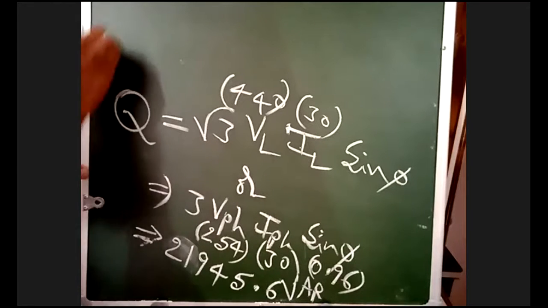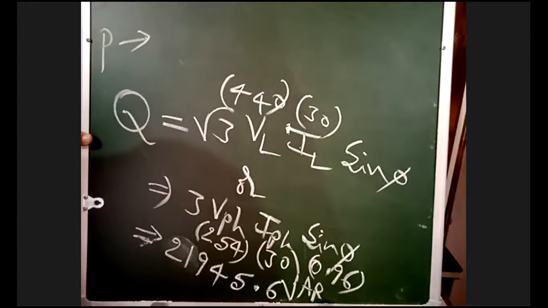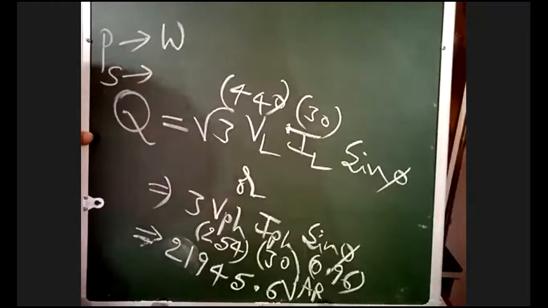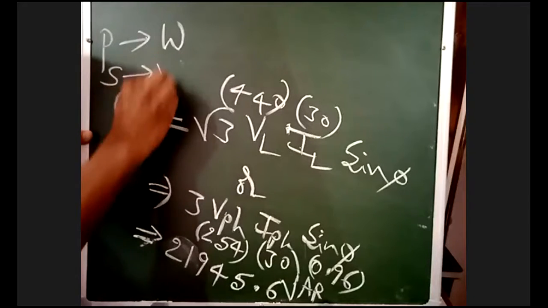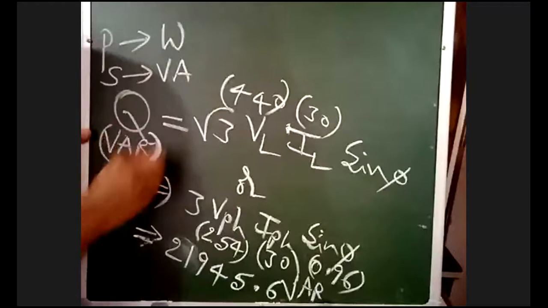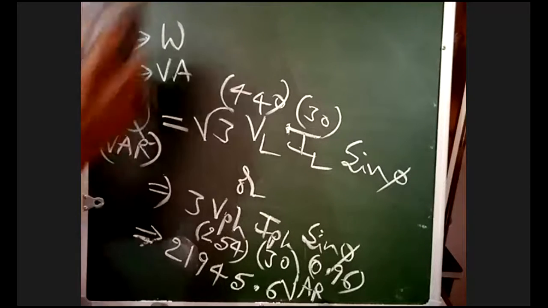What is the unit of P? Watts. Unit of S? Volt ampere, VA. Unit of Q is VAR. Please remember the units. That's all about this problem.